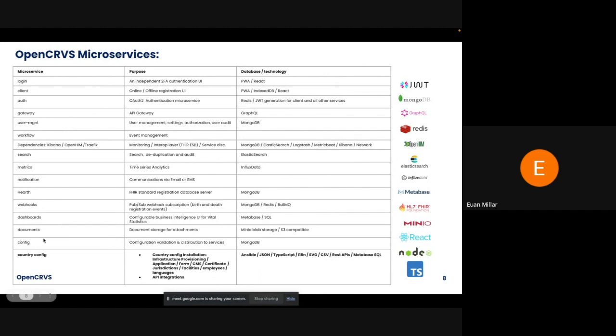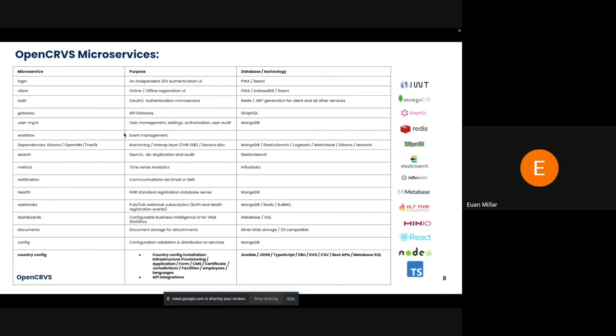We have a documents microservice. So imagine you're uploading supporting documentation, attachments to your application, photographs of passports, ID documents, forms to accompany your birth or death application, and that would be stored in a very specific database, blob storage, which is Amazon S3 compatible. So with microservices, we really can choose the right technology for the right business function.